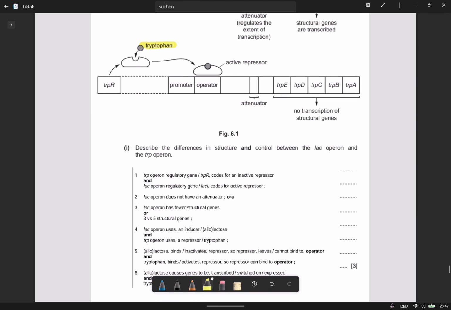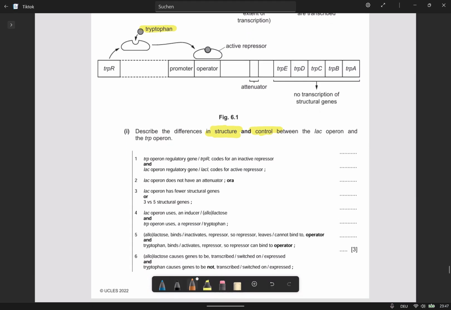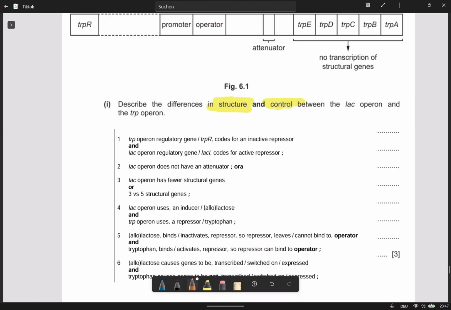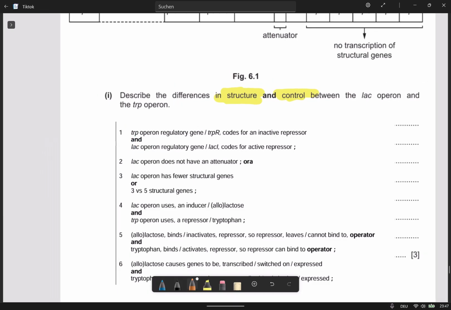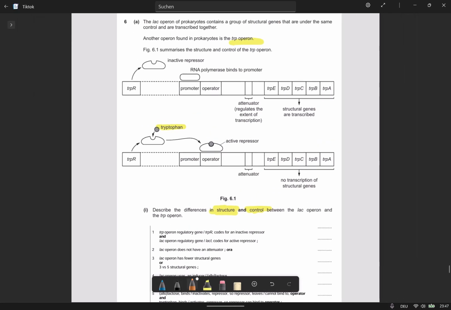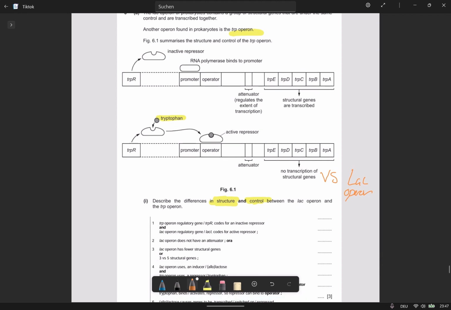Describe the differences in structure and control between the lac operon and the trp operon. Okay, whenever he mentions differences, please add both sides. Please add both sides. Like look here, if you do not write the other side, you're not going to get any mark because the "and" is in bold. Okay, so here he gave us the trp operon because we did not study this, and he needs us to compare this to the lac operon. So we need to be strategic about this. Let's talk about the structure first and see how this will affect the control. So he wants only differences.